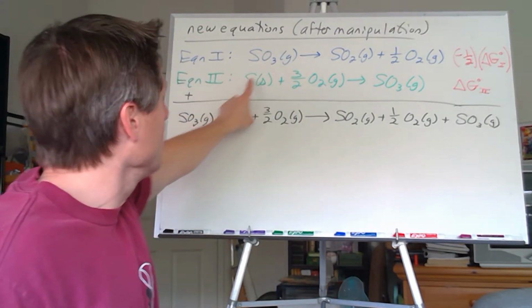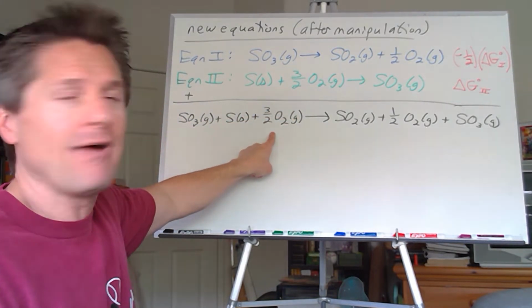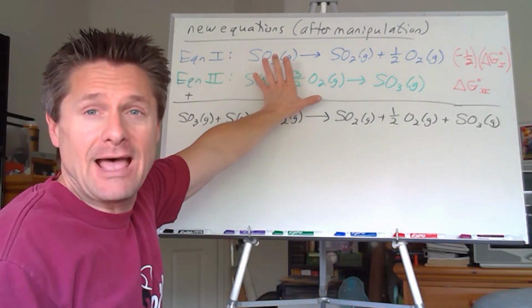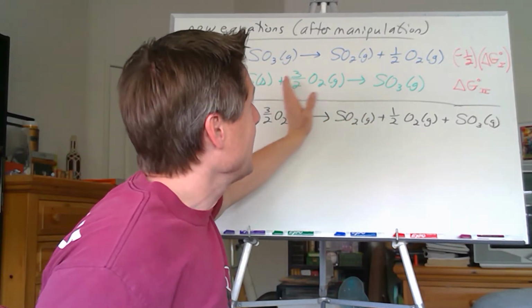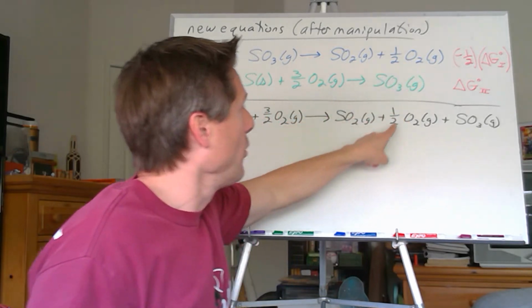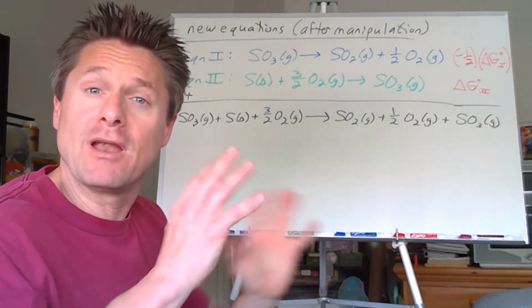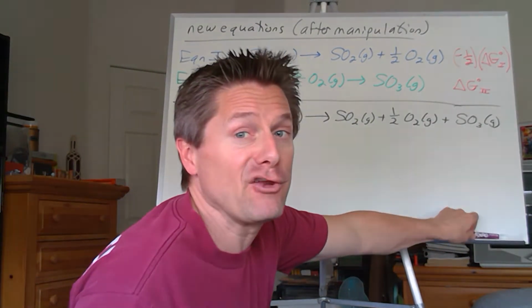So I'm going to take the 1 mole of SO3 gas plus 1 mole of solid sulfur plus 3/2 moles of oxygen gas, all on the left-hand side, the reactant side. And then I take everything on the product side: 1 mole of sulfur dioxide gas, 1/2 mole of oxygen gas, and 1 mole of sulfur trioxide gas. So everything on the left, everything on the right. Let's look for things that are the same.